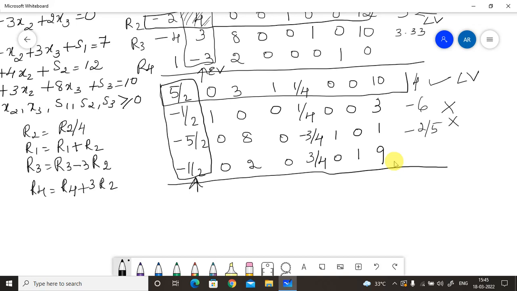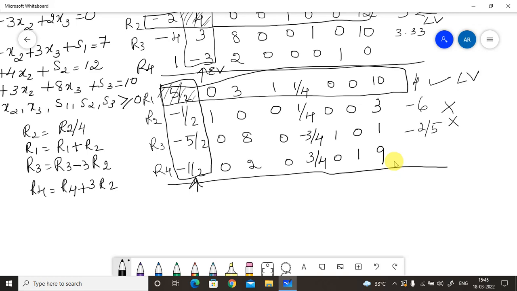I'm considering the first row here, and as you all know, we have to make this 5 by 2, the intersecting value, as 1, and minus half as 0. So I'll rewrite the row numbers here, that is row 1, row 2, this will be row 3, and this will be row 4. Now we'll get a new set of formulas.